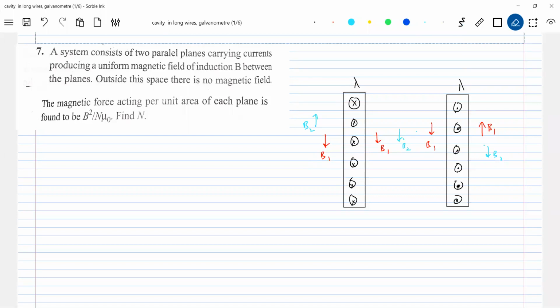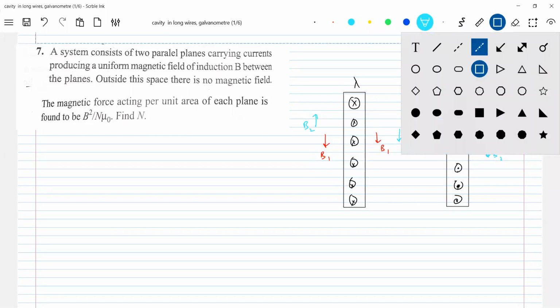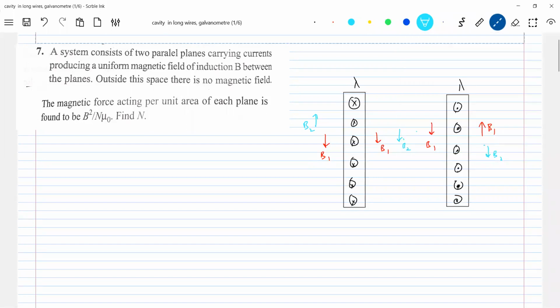So what is the method? Usually we'll go for these plates, no? If you go for three-dimensional, we'll assume here a surface. Then we'll calculate the force acting on that given surface here. So what is the surface? Let me take it out. I'll show it after this one.